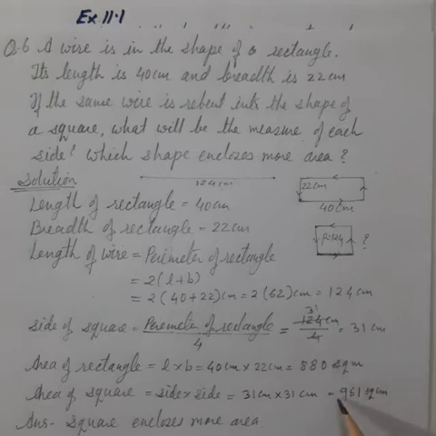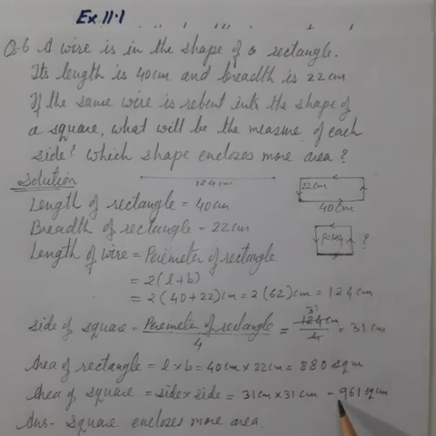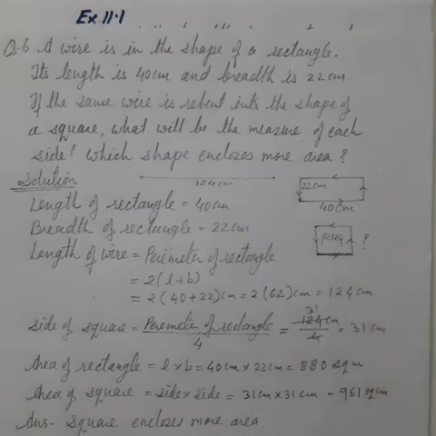Now we have to compare which shape encloses more area. 961 is greater than 880, and 961 is the area of the square. So square encloses more area.